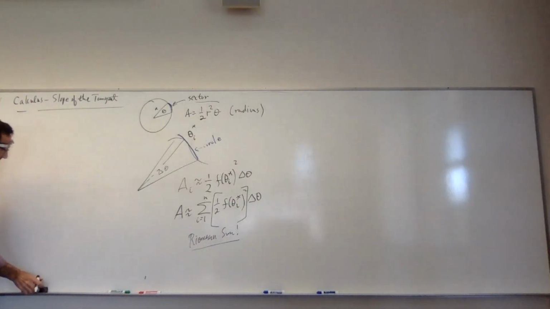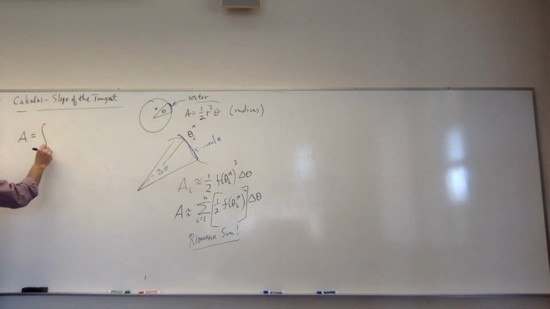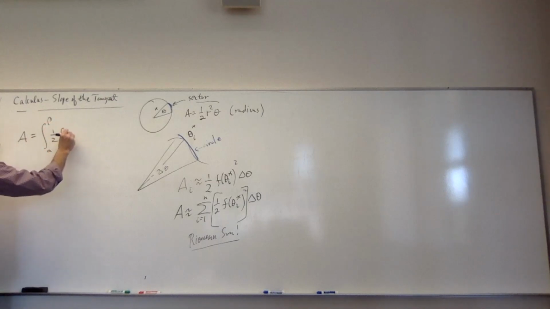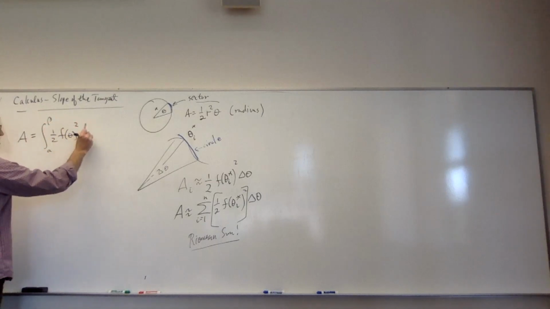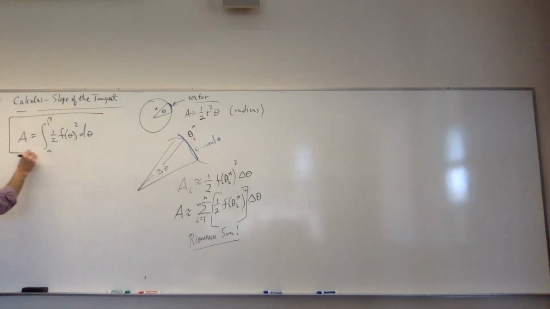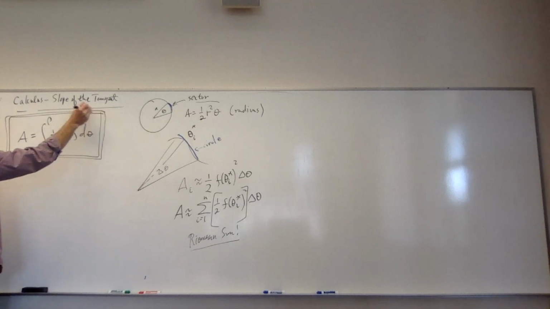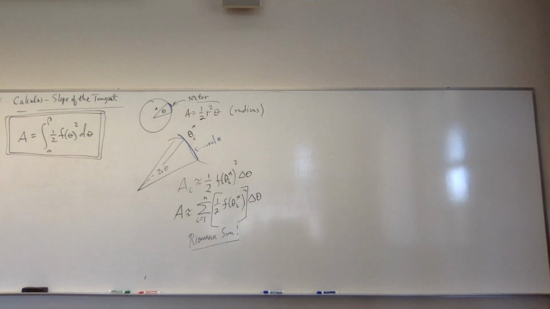Therefore, when we take the limit, it gets us exactly the area. It's the integral from alpha to beta of 1/2 f of theta squared d theta. So if you've forgotten all about Riemann sums, you can still use the formula. You have my permission.